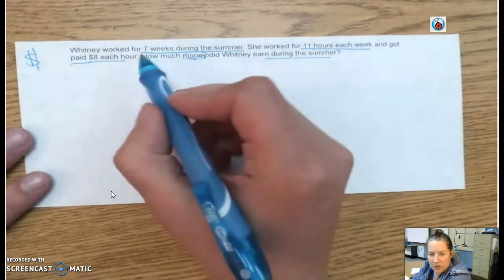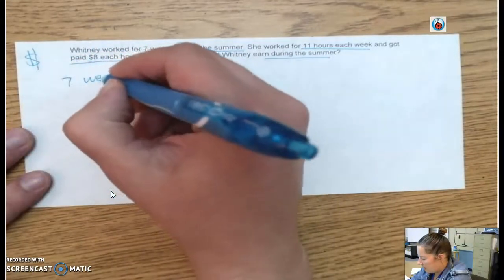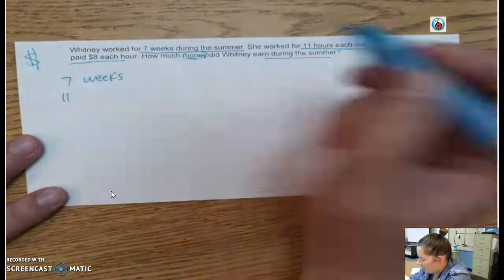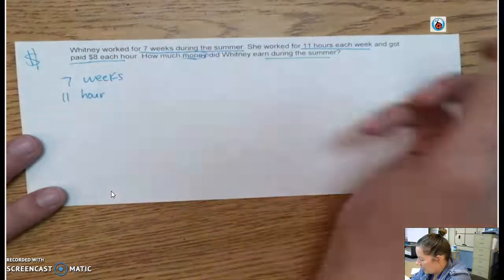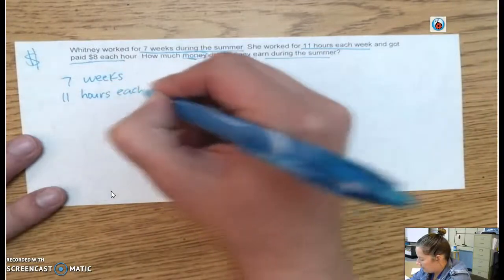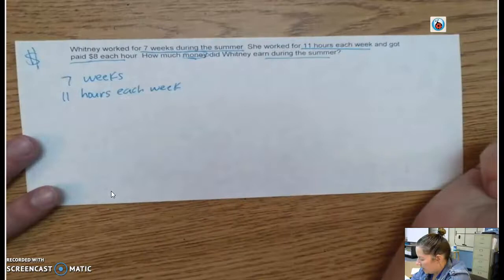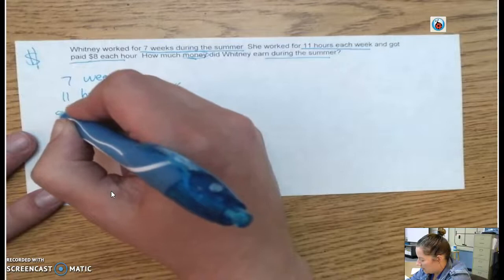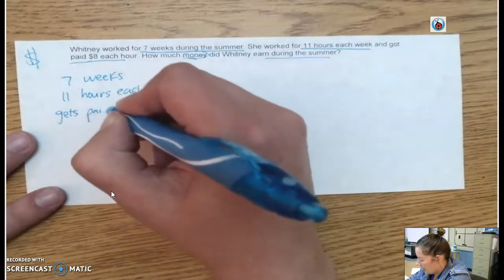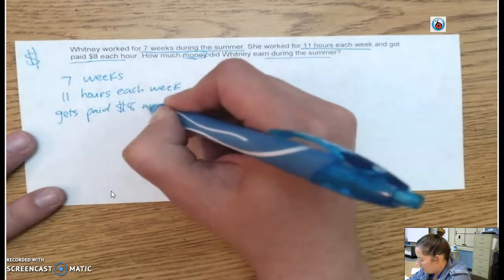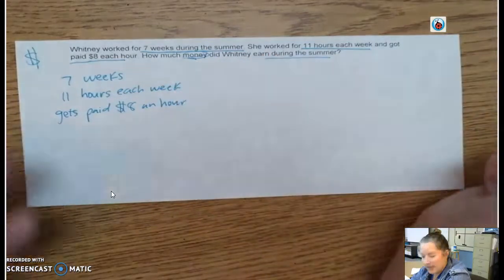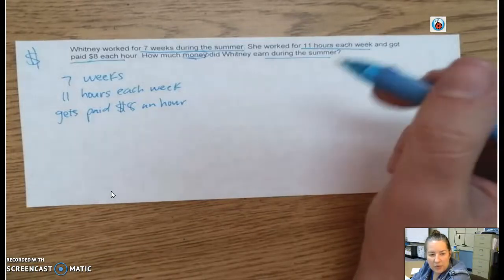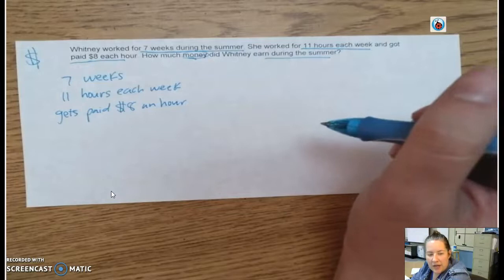So we know she works for 7 weeks. I'm just going to write down our facts here. All right, she works for 7 weeks. She works for 11 hours. I notice she works for 11 hours each week. And I notice that she gets paid $8 an hour. All right, this is what I notice. I know she works 7 weeks. I know she gets 11 hours each week, and she gets paid $8 an hour.